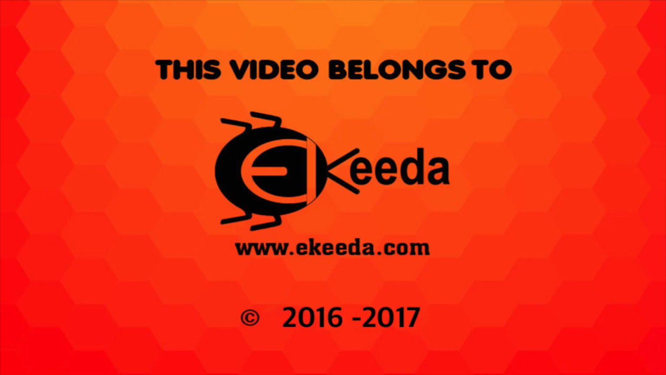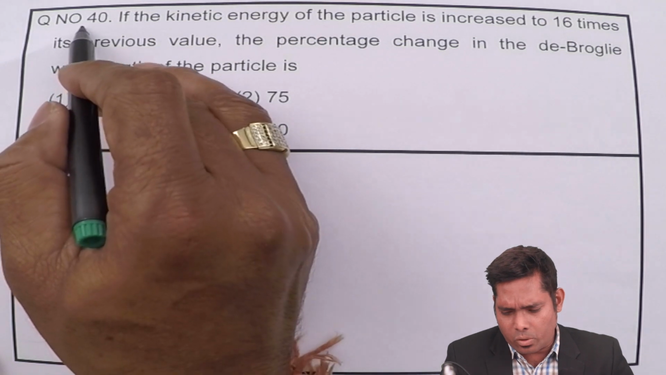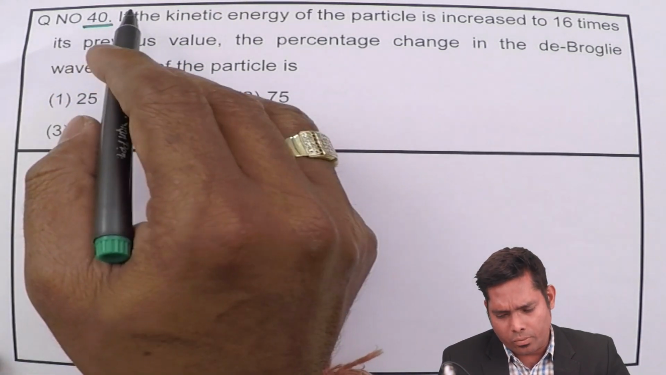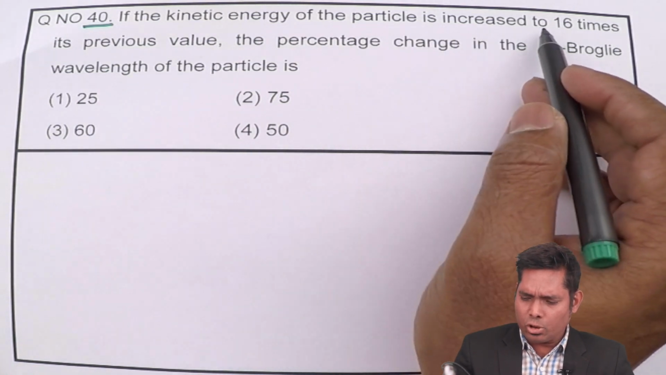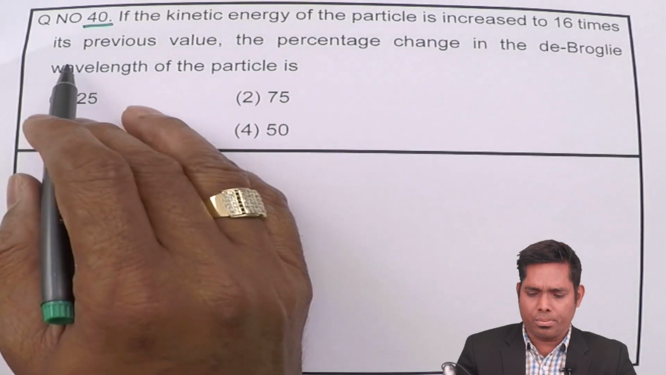Students, let us solve question number 40, NEET Physics paper 2014. Students, let us solve the next question, number 40. If the kinetic energy of the particle is increased to 16 times its previous value.